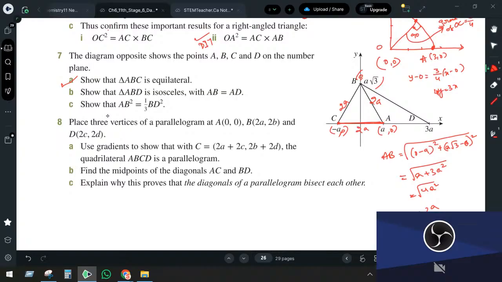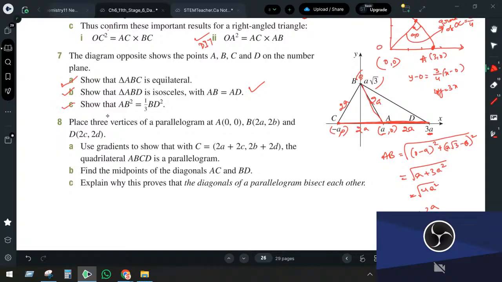If this is 2A, what is this distance, AD? One is 3A, which is A. This is also 2A, 3A minus A. Yeah, 2A. And the two sides having the same length, which is isosceles. That is AB is equal to AD.